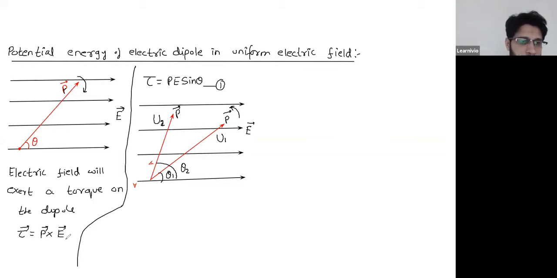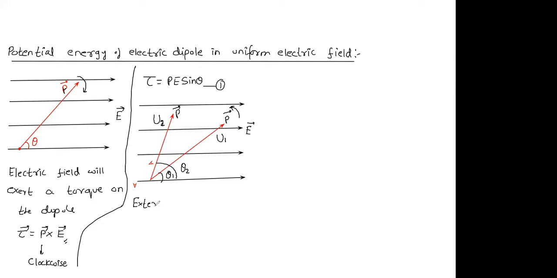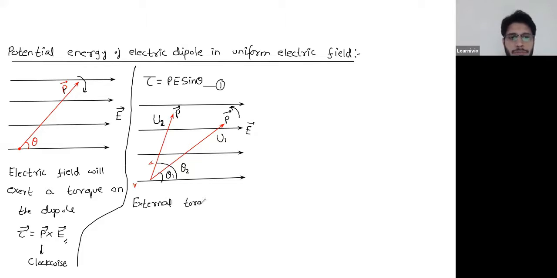Now tell me, this torque is acting in the clockwise direction. Can this torque due to the electric field rotate the dipole anti-clockwise, or do you need some external torque? We need some external torque. So an external torque has to be applied, tau external, which is exactly minus the torque due to the electric field. Both torques are in opposite directions, but their magnitudes are the same. So tau external is minus tau. That is equation number 1.